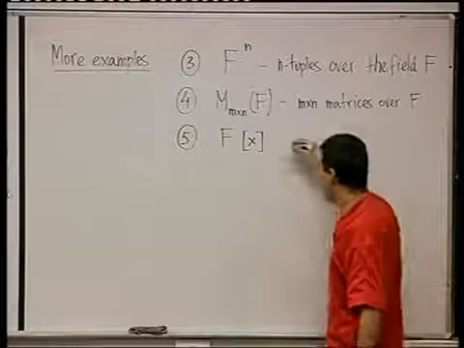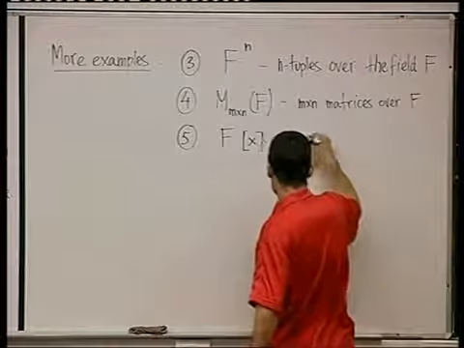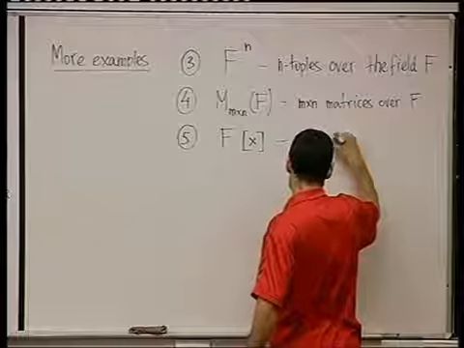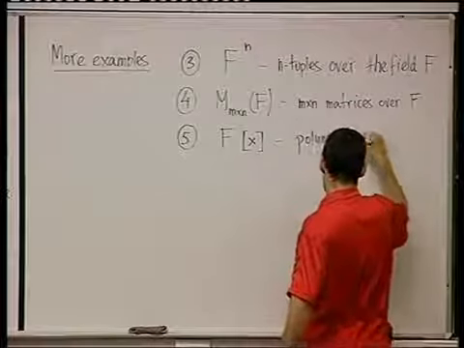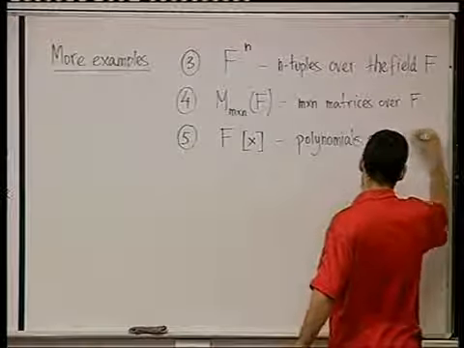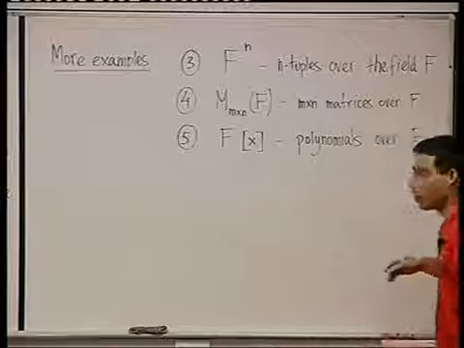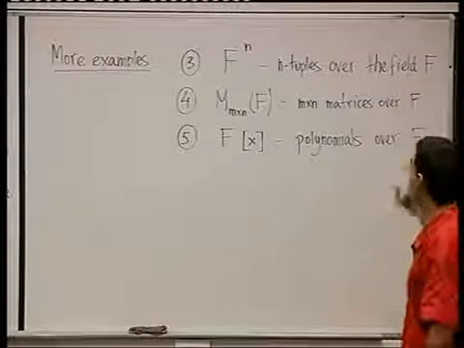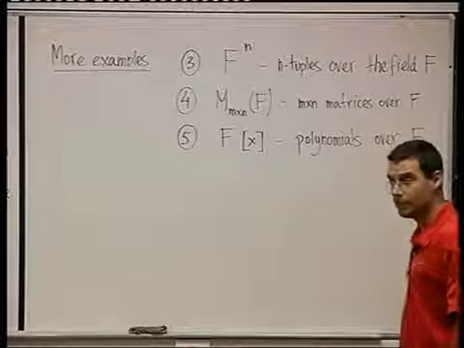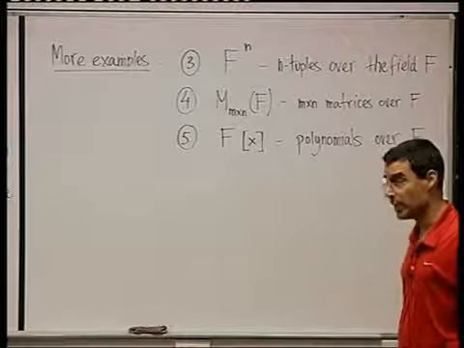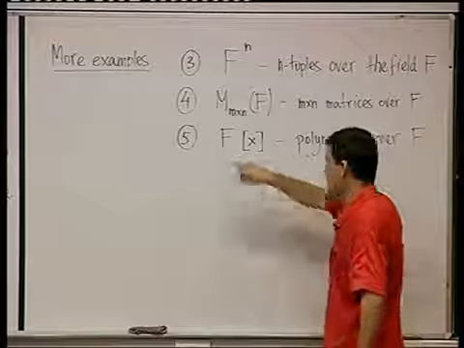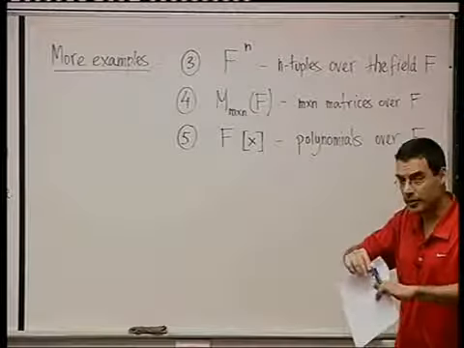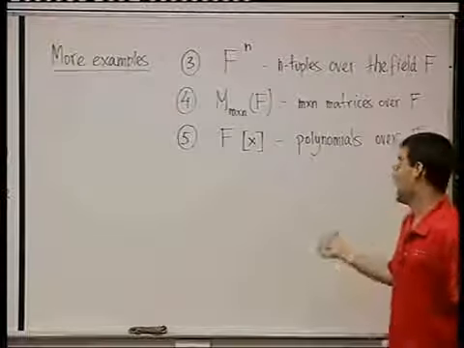Okay, so this is polynomials over F. Over F means that the world of scalars that we're using, all the coefficients, all the roots, everything, are from the field F. Okay? So I'm claiming that this is a vector space. Okay? Why? Well, let's think.